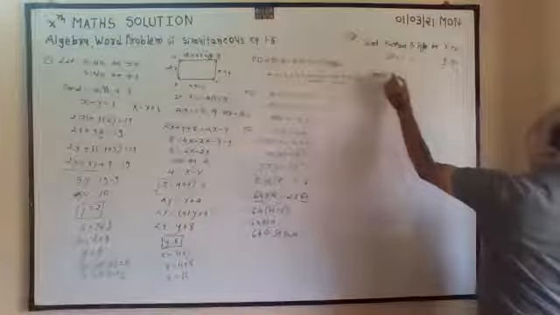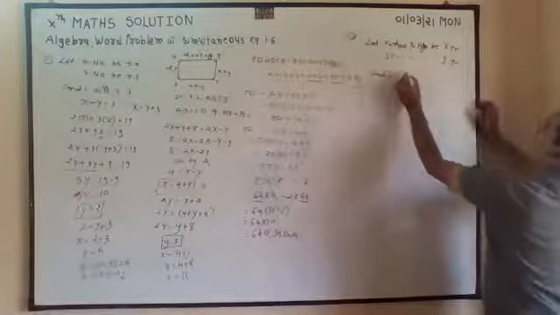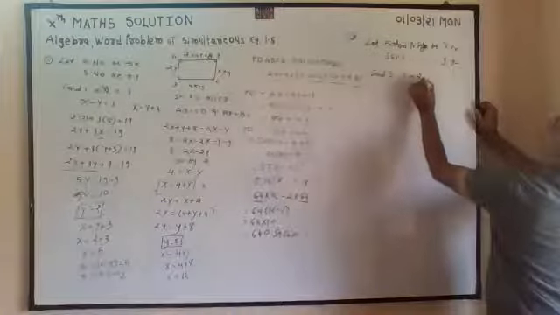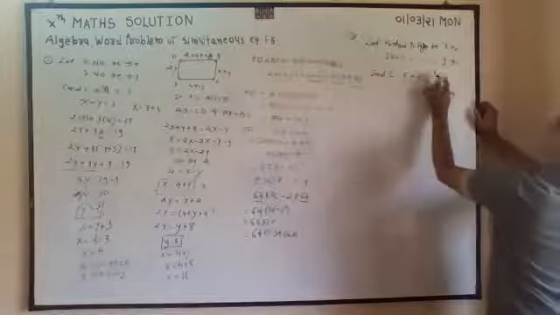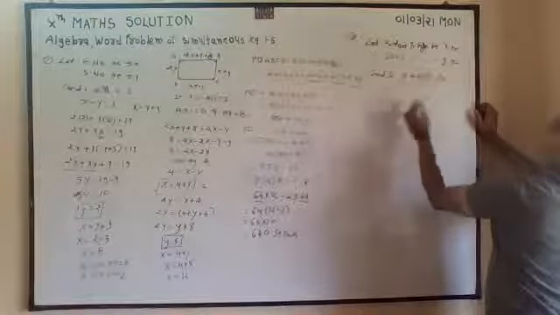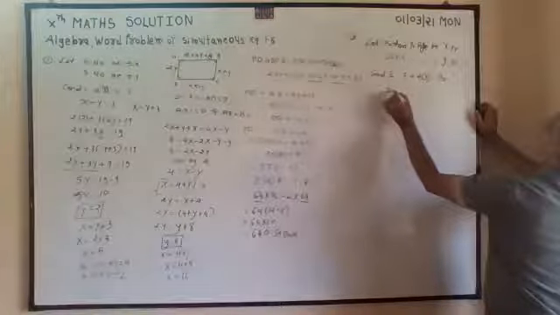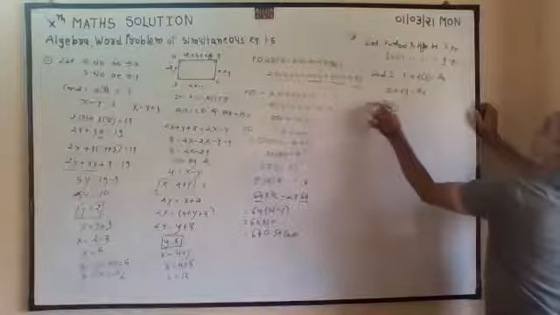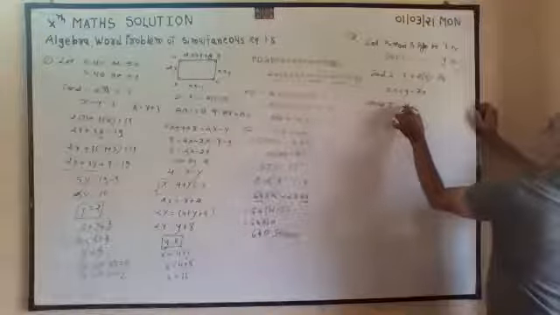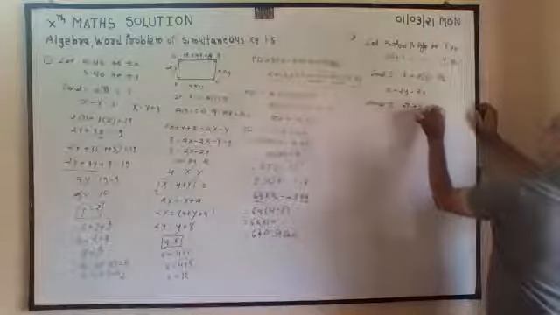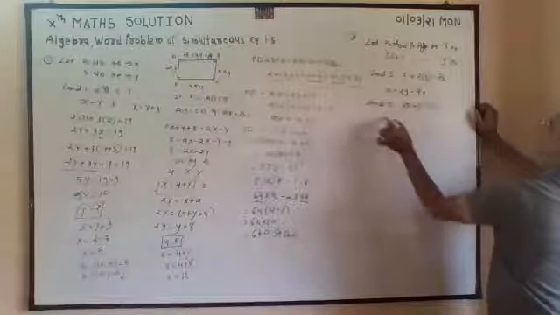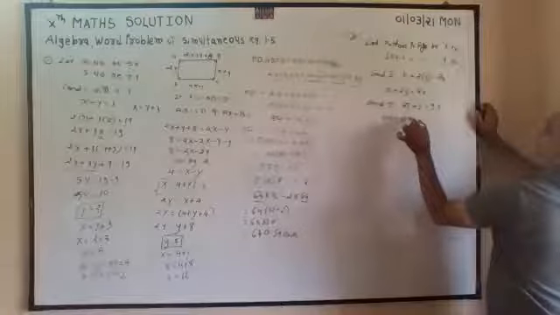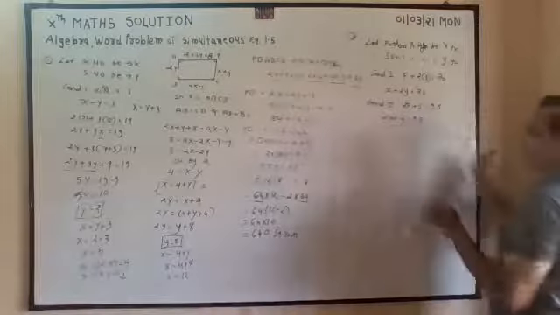Condition 1. Father's age plus double of son's age is equal to 70. So x plus 2y is equal to 70. Condition 2. Double of father plus son is equal to 95. So 2x plus y is equal to 95.